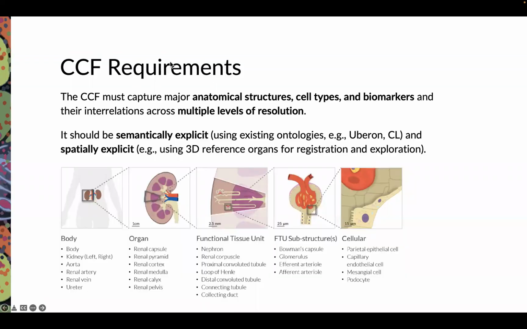And so there are a lot of requirements to build a successful common coordinate framework. In particular, it needs to be able to capture the major anatomical structures that you're going to encounter across the human body. It needs to be able to, at the very least, clearly identify the specific cell types identified throughout the different tissues in the body. Sometimes these are cell types that are found only in specific organ sites. And there needs to be basically some reproducibility to it.